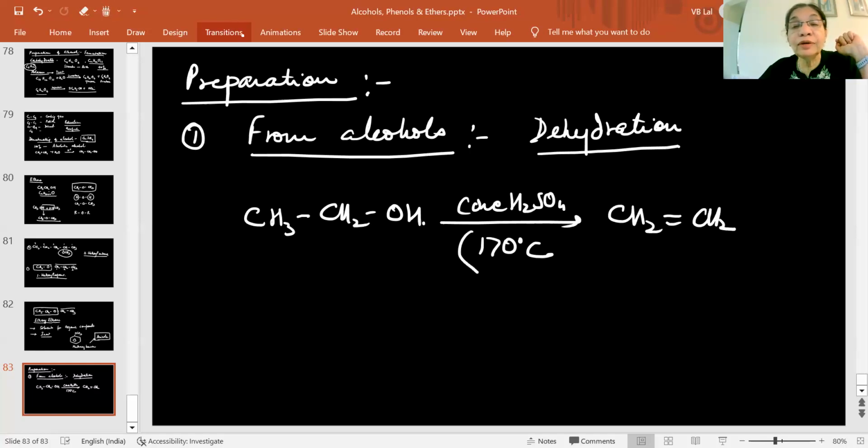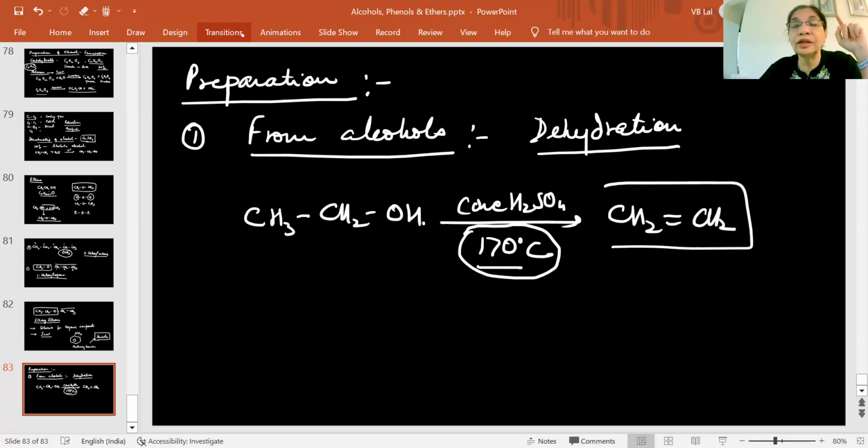If you remember when I was teaching you this part, I told you this temperature is very important. At 170 degrees, you get ethene. And the reaction is what? Elimination reaction.